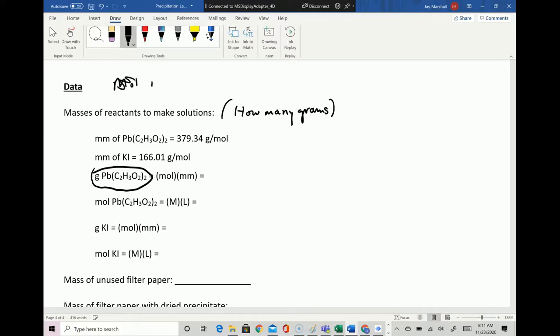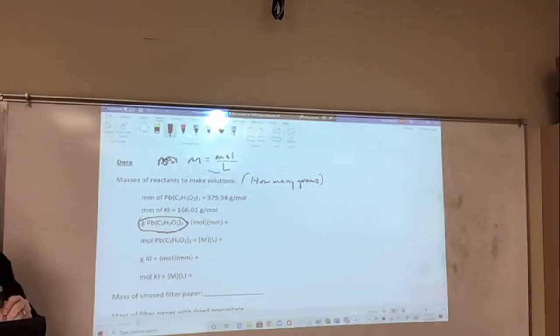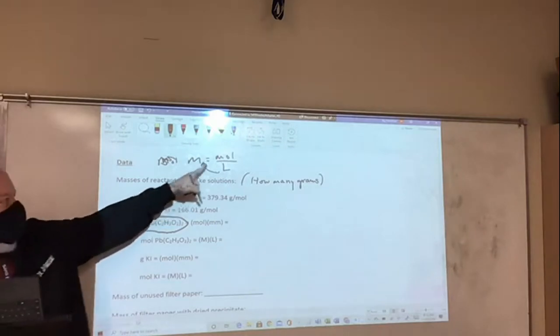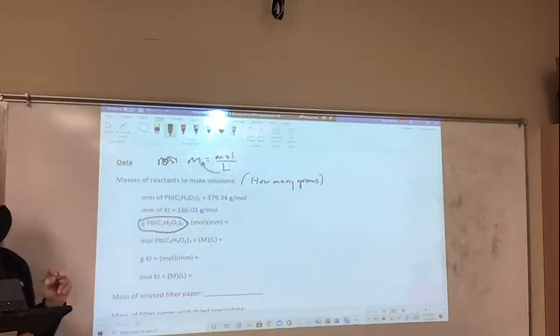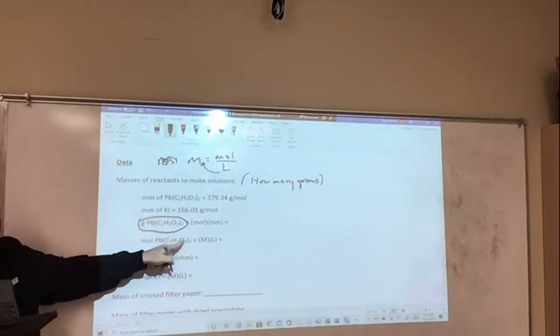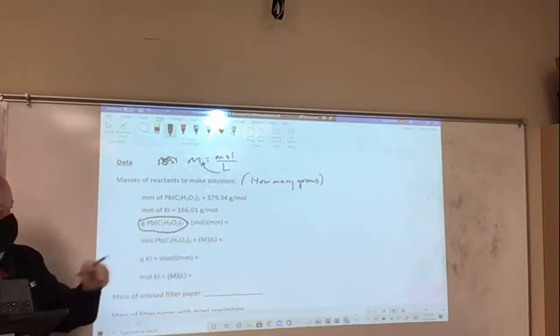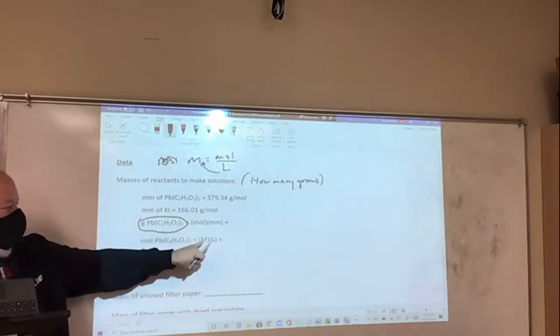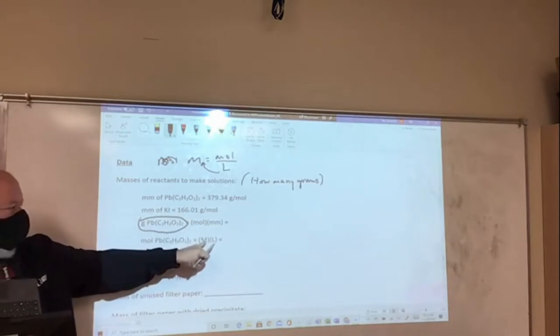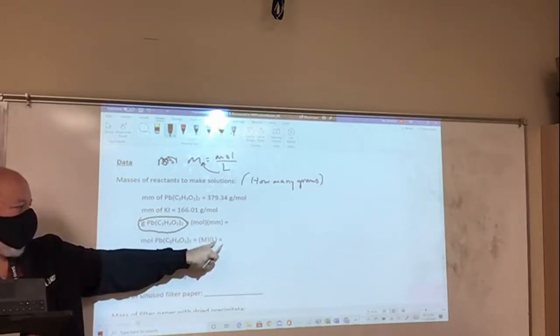molarity equals moles over liters, the way that you're going to find the number of moles is to multiply molarity times liters, right? So I've given you the molarity, and I've also given you the number of liters. For the lead acetate, the molarity is going to be 0.1 molar. For the liters, it's going to be 0.1 liters.